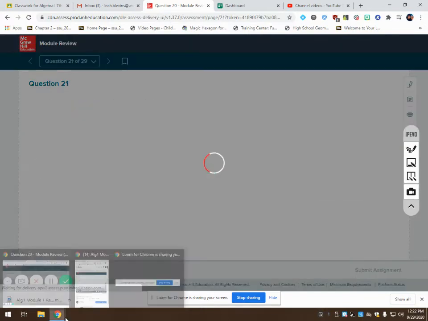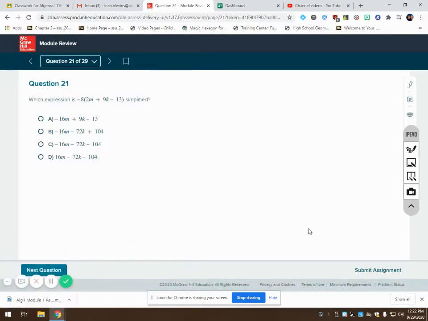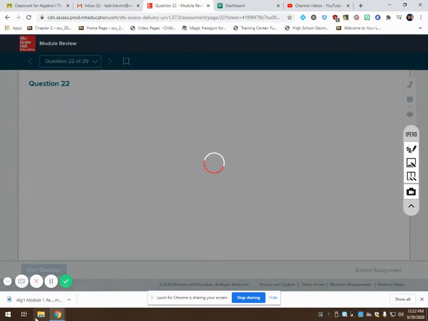All right, number 21. Which expression is negative 8 times 2m plus 9k minus 13 simplified? Again, we're going to apply the distributive property. Negative 8 times 2m is negative 16m. Negative 8 times 9k is negative 72k. Negative 8 times a negative 13 makes it a positive 104. So that makes B my correct answer.